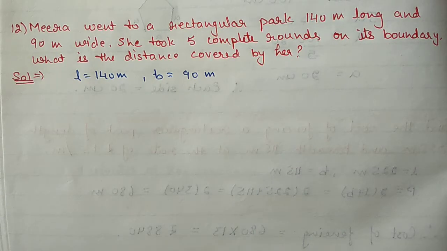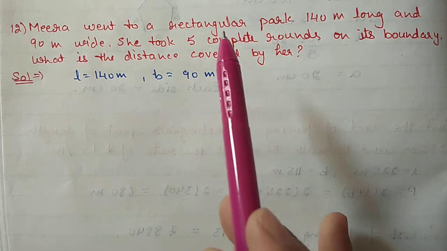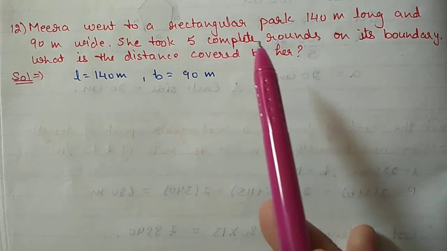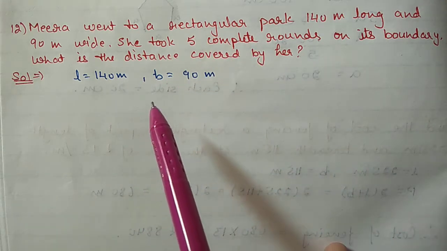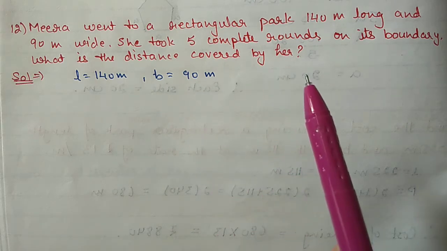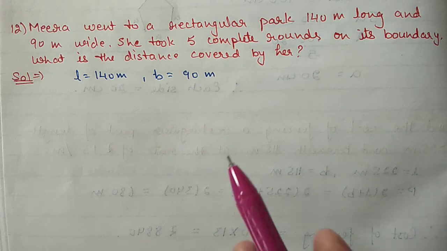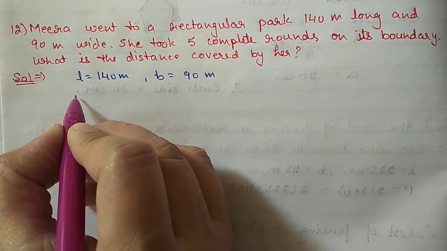Next, question number 12. Meera went to a rectangular park 140 meter long and 90 meter wide. She took 5 complete rounds on its boundary. What is the distance covered by her? It is a rectangular park and she is taking rounds on its boundary. It means we have to find the perimeter. 1 round is equal to 1 perimeter, and 5 complete rounds means 5 times the perimeter. So first we will find the perimeter.